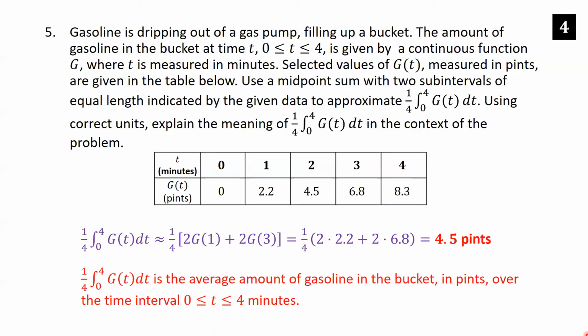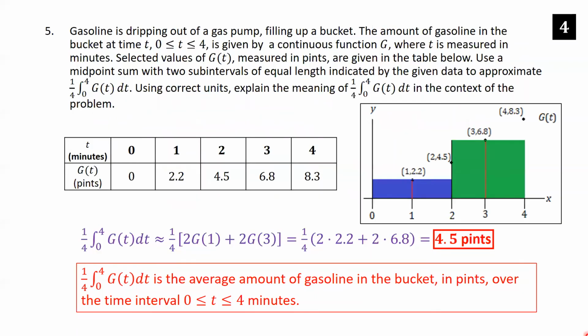Okay, now the 1/4 integral 0 to 4 g of t dt, that's an average value, right? So that's average value because we're multiplying on the outside by 1 over b minus a, 1 over 4 minus 0, or 1/4. So in the context of the problem, this integral is the average amount of gasoline in the bucket in pints over the time interval where t goes from 0 to 4 minutes.